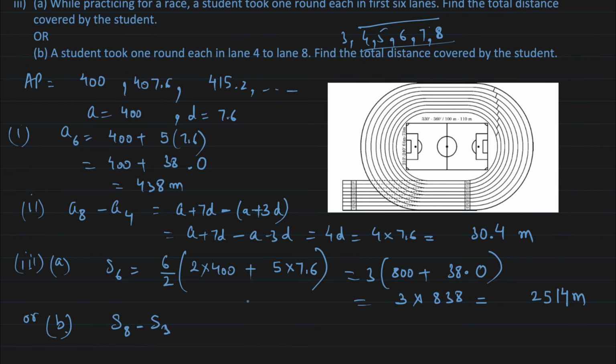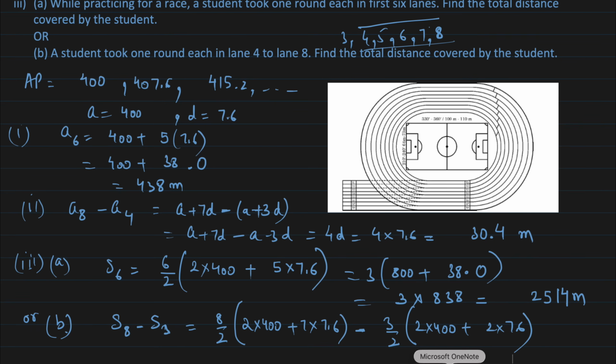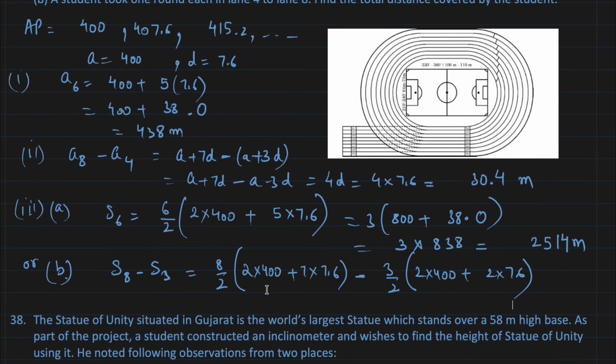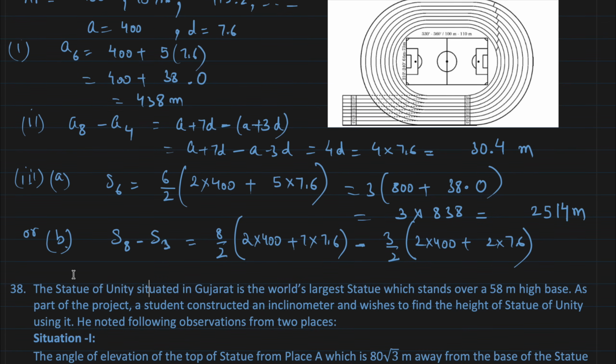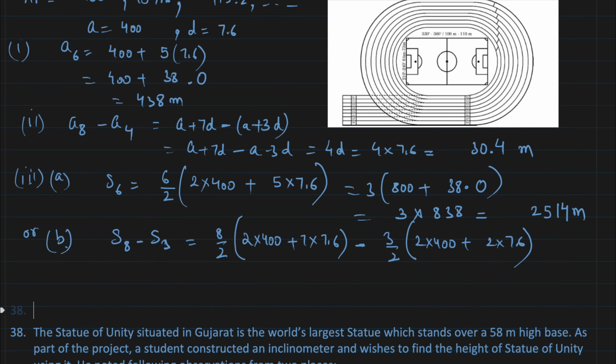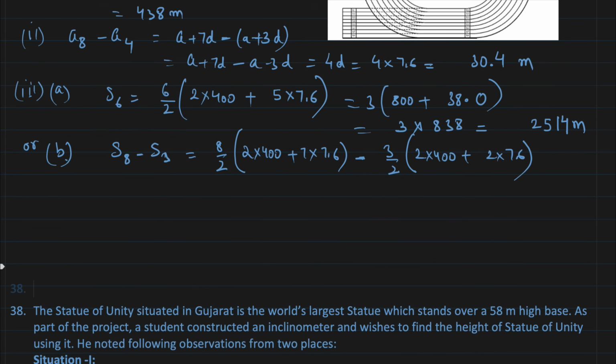ओके, सो दोनों का वैल्यू पुट करते हैं भाई. पहले 8 का 8/2, राइट. 2 इंटू 400 प्लस 7D है ये, 7 इंटू 7.6 माइनस 3/2, 2 इंटू 400 प्लस 2 इंटू 7.6. लेट्स सिंप्लीफाई. कैलकुलेशन ज़्यादा दे दिया इन लोगों ने इनमें केस स्टडी में, राइट. सो दैट इज़ गोइंग टू टेक टाइम हेयर. सो आई एम डूइंग और क्वेश्चंस ऑल्सो, इसलिए मुझे थोड़ा ज़्यादा टाइम लग रहा है.